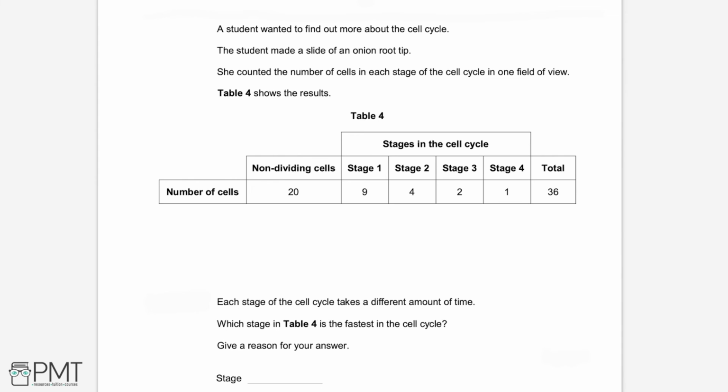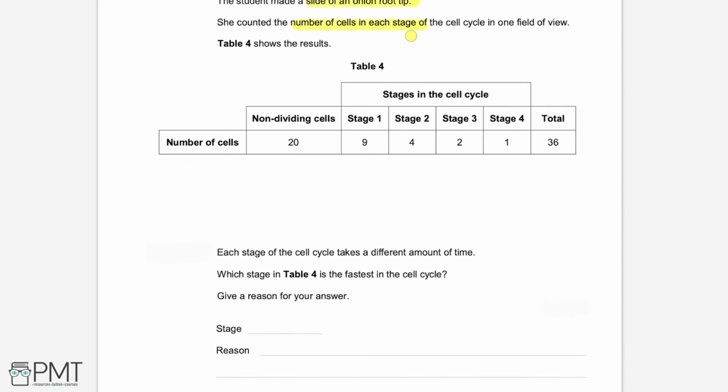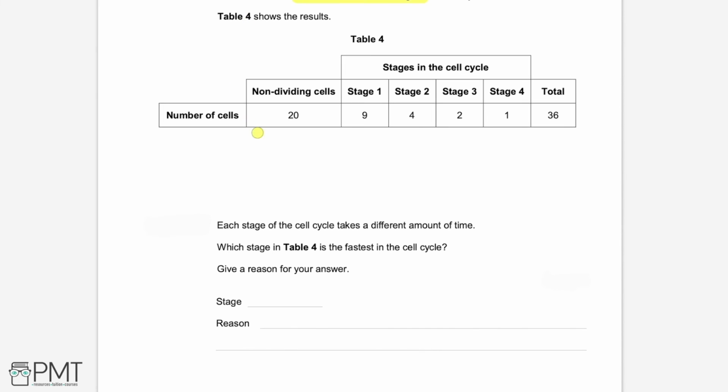A student wanted to find out more about the cell cycle. The student made a slide of an onion root tip. She counted the number of cells in each stage of the cell cycle in one field of view. Table 4 shows the results. Each stage of the cell cycle takes a different amount of time. Which stage in Table 4 is the fastest in the cell cycle? Give a reason for your answer.